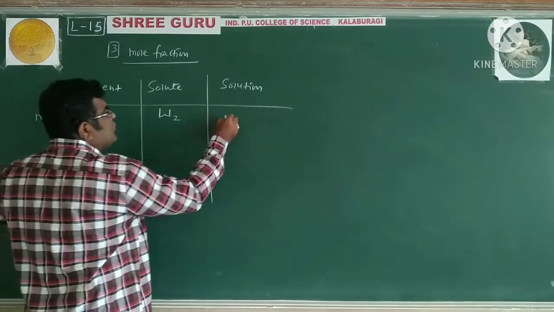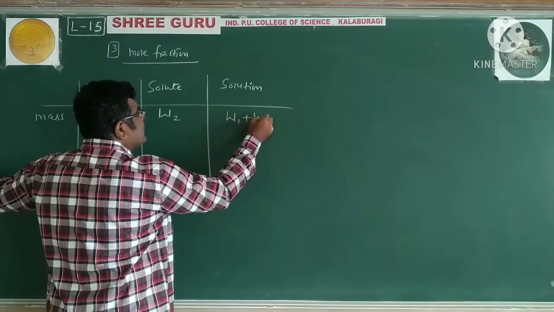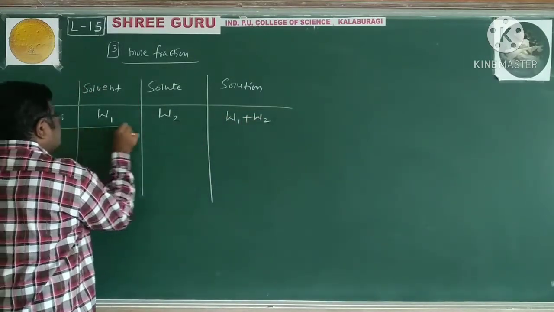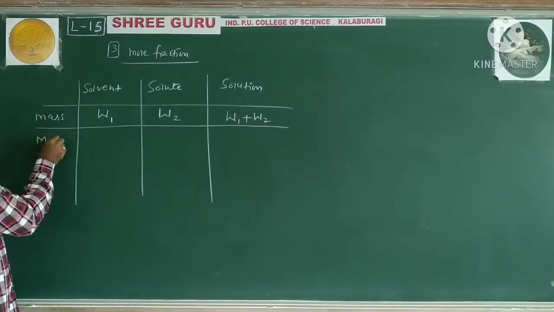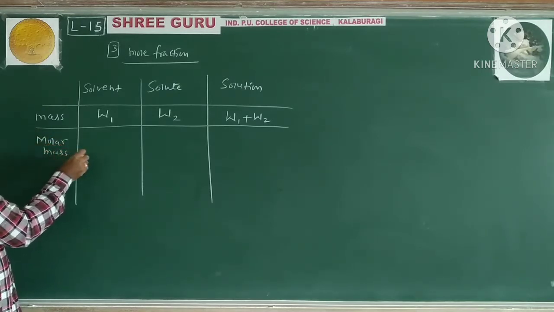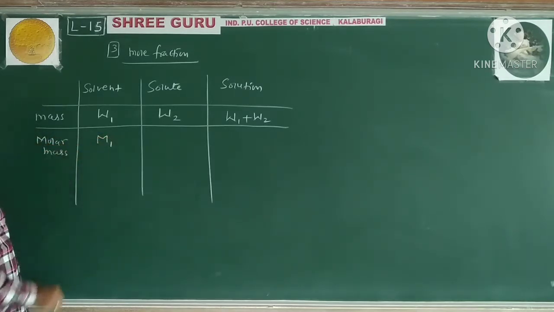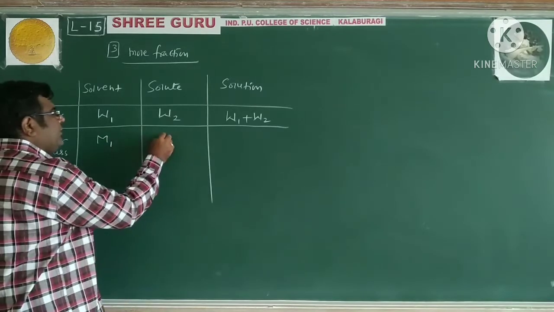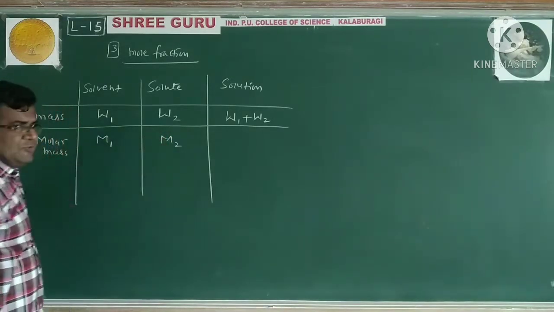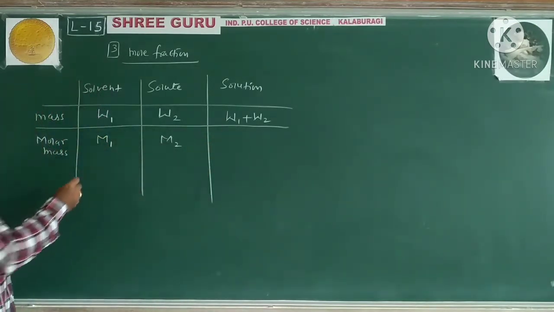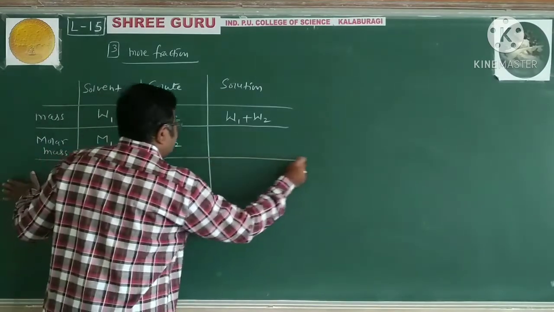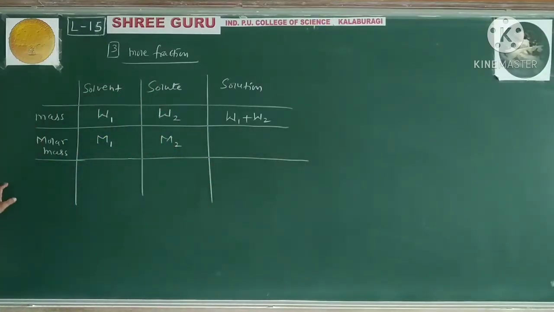And what is the mass of solution? It is mass of solvent plus mass of solute, right? Similarly, molar mass: capital M1 because of solvent, capital M2 because of solute. And for solution, as it is a mixture, only compounds have molar mass, so we cannot just add these, and we cannot have the molecular mass of solution.